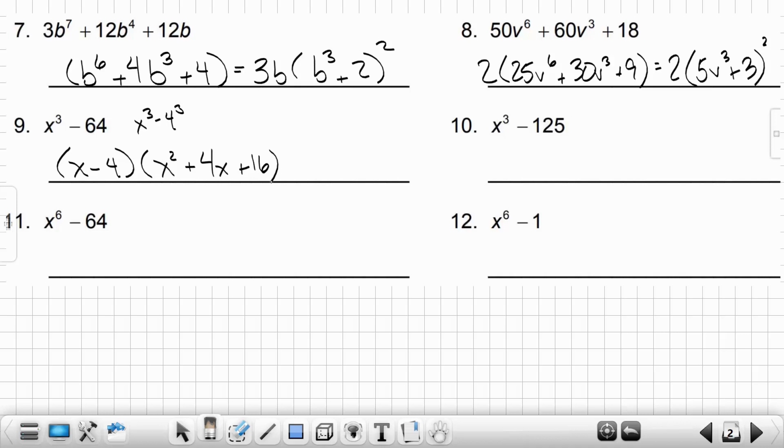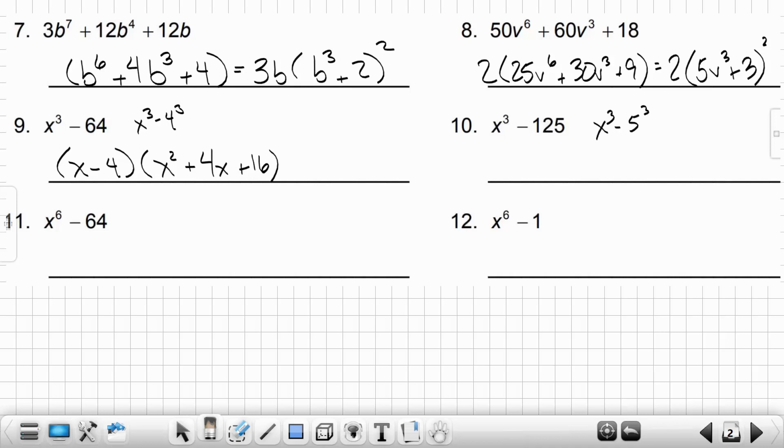Dylan, you think you could try number 10? I think you could. Look at the top of the page, the little formulas. Michael, point them out to him if he doesn't see them. Is this a cube or a square? It's a cube. Is 125 something cubed? Probably 5, not that big of a number. 5 cubed. So this is x cubed minus 5 cubed.